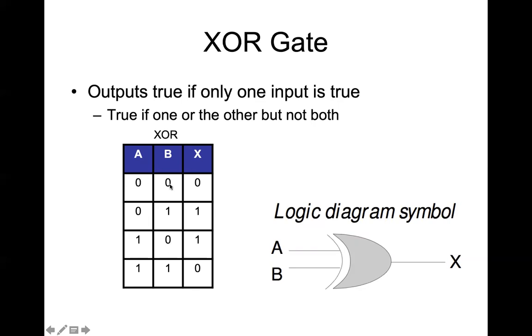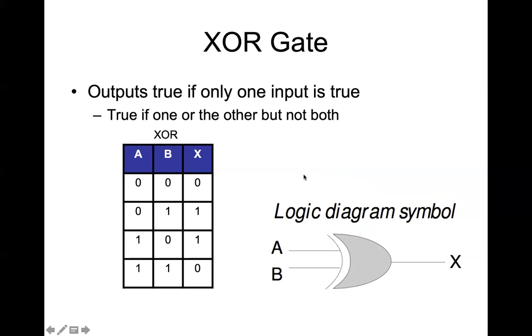If A and B are both false, then the output is false. If A is false and B is true, then the output is true. If A is true and B is false, the output is true. And the thing that makes it different from an OR gate is this final line, where if A and B are both true, then the output of the XOR gate is false. In a logic diagram, we draw an XOR gate like an OR gate, but with an extra line here.